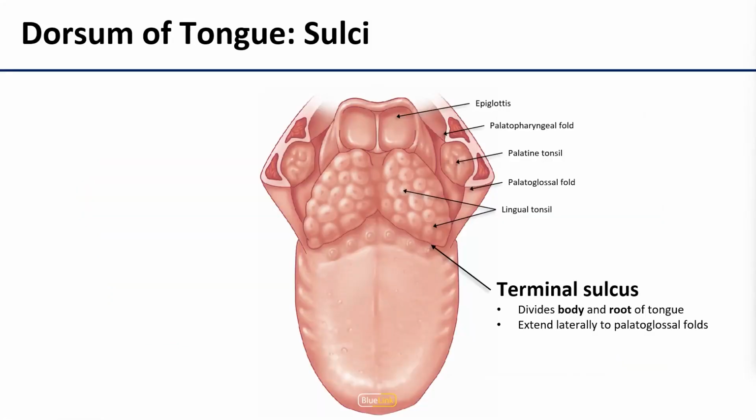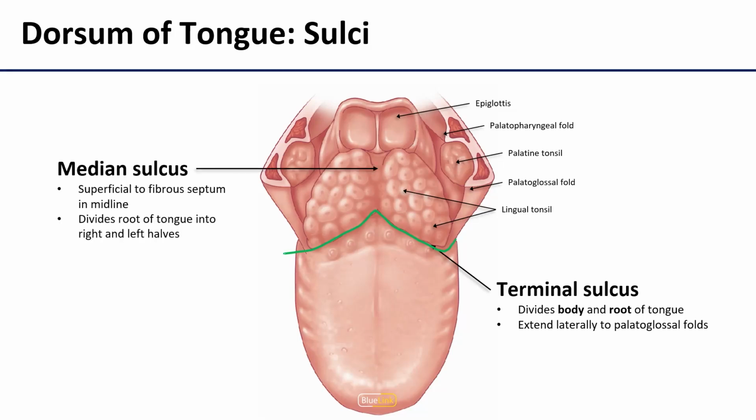So let's look a little bit more closely at the dorsum of the tongue, as there is clearly a lot going on here. So in terms of surface anatomy, there are two large sulci that divide the tongue into four pieces. The terminal sulcus is what divides the root of the tongue from the body of the tongue. So it runs here from this palatoglossal fold all the way across that lingual tonsil back to the palatoglossal fold on the other side.